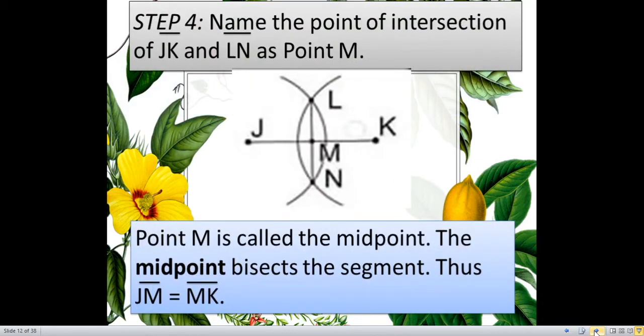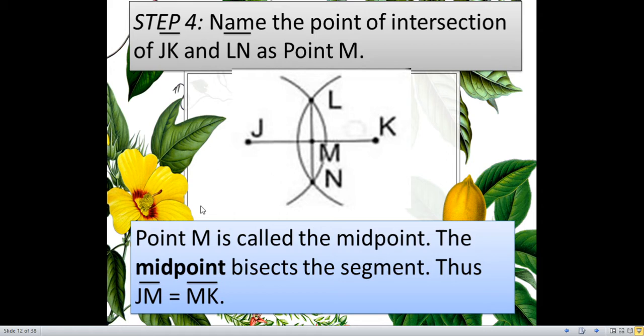And finally, on your step 4, name the point of intersection of line segment JK and line segment LN. So, if the 2 arcs have their points of intersection, your line segment that is formed also has a point of intersection, but that is only one. And you need to name that. As you can see, it is in the middle. You put a point and label it as M. Then that point will be called point M.